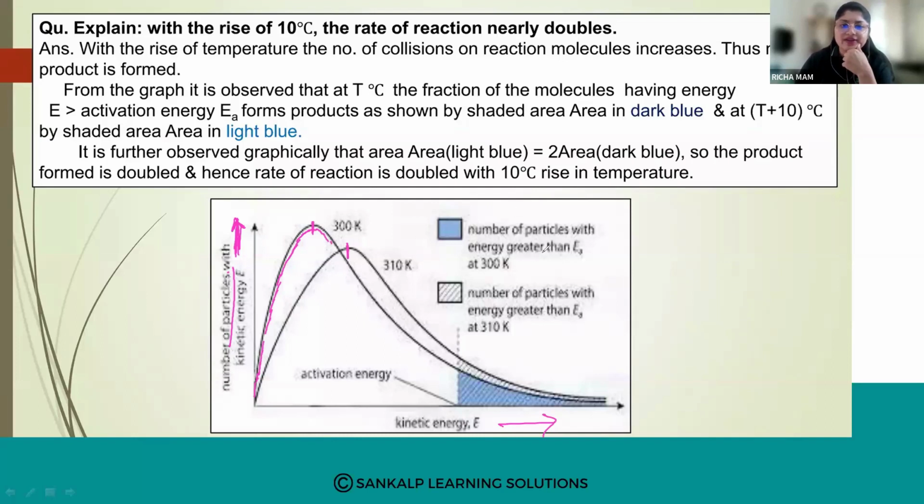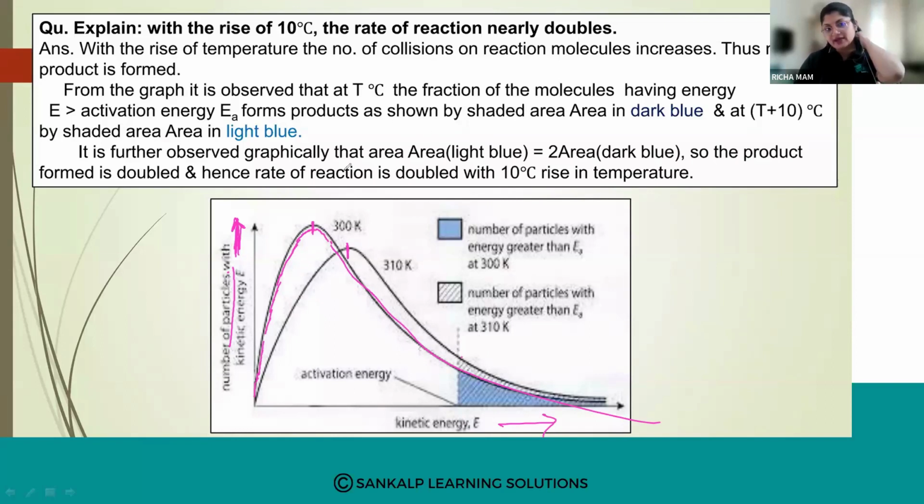Okay, so number of particles of energy greater than EA at 300 Kelvin. As the temperature increases, kinetic energy also increases. Now the curve is showing a higher temperature, and then it gets flattened and shifts towards higher energy. So first it increases and then gets flattened, and what you can see here is the number of activated molecules having energy equal to or more than threshold energy becomes almost double.